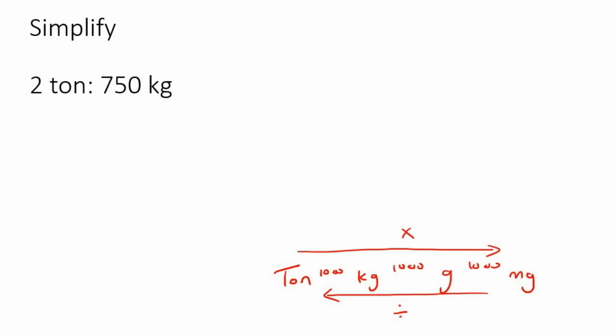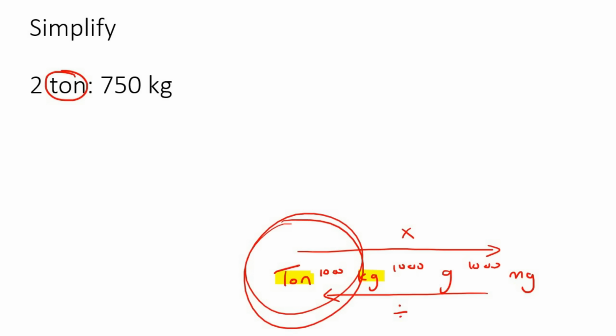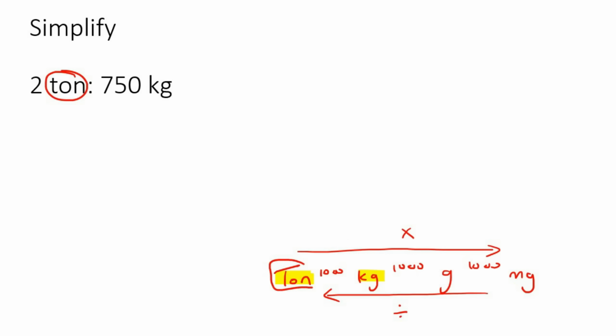So here's the next one. So you see here we have ton and we also have kilograms. That's over there. So always take the largest unit. Now remember, the largest unit is the one that's further on the left. So that'll be this one. And let's change that one. So we're going to change 2 ton to kilogram.